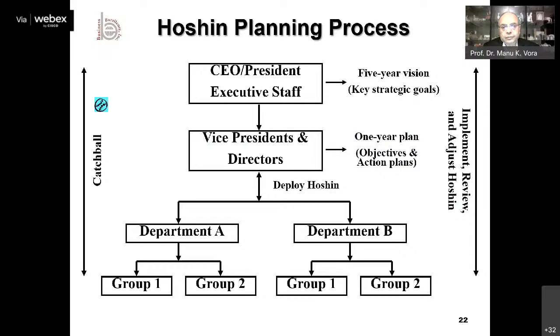Now, I mentioned Hoshin Planning briefly. This is the Japanese method where all companies in Japan use this Hoshin Planning process towards the end of the year before the new year starts. In the last few months, they work on this process for their strategic plan, where the top-level CEO, the president, and the executive staff put together a 5-year vision and key strategic goals, which is communicated down to the next level of the vice presidents and directors, who develop the 1-year plan with objectives and action plan.